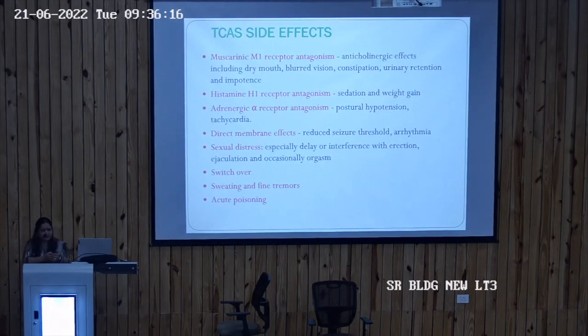For ventricular arrhythmias, you will give lignocaine. For convulsions, you will give diazepam. For hypotension, you will give IV fluids. ठीक है? And for anticholinergic activity, you can give physostigmine. So you have to do the symptomatic treatment of the patient.